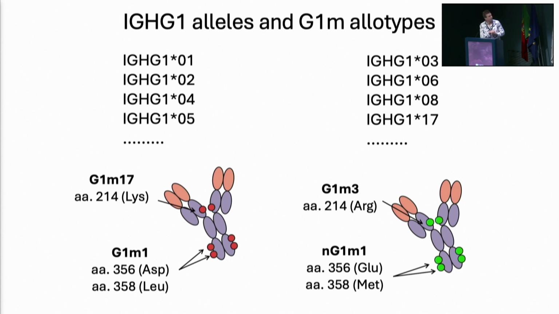So these alleles can be grouped in two, where one of the groups is encoding G1M17-1, and the other group of alleles is encoding G1M3. However, the two most frequent alleles encoding them in the population are the O2 and the O3 alleles.